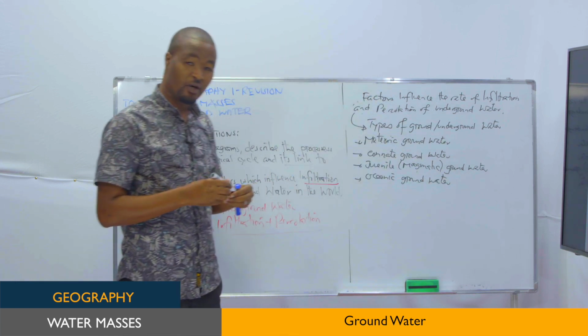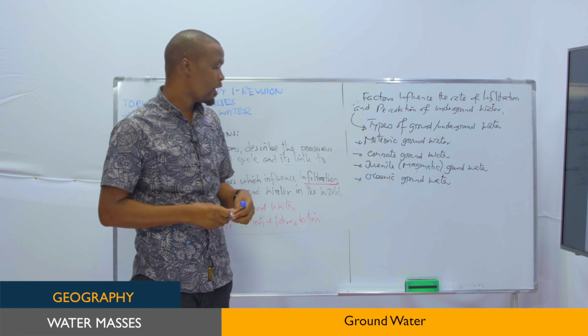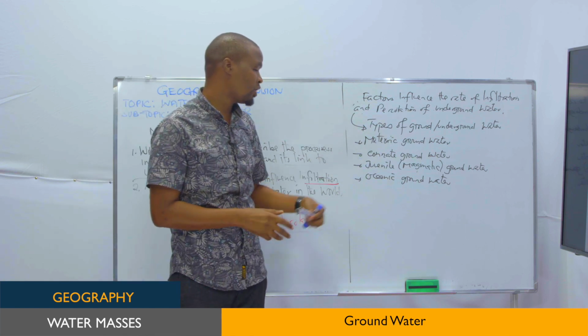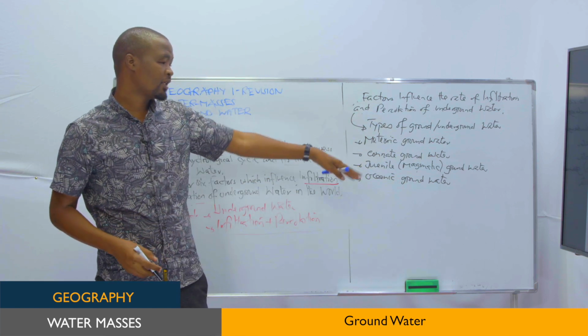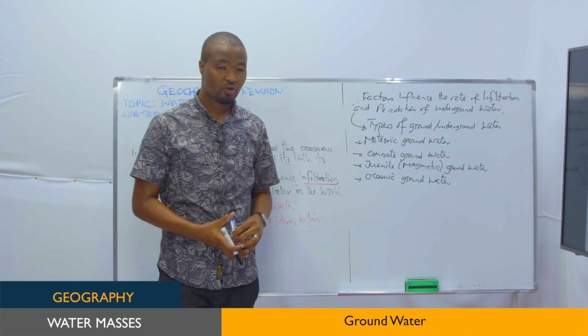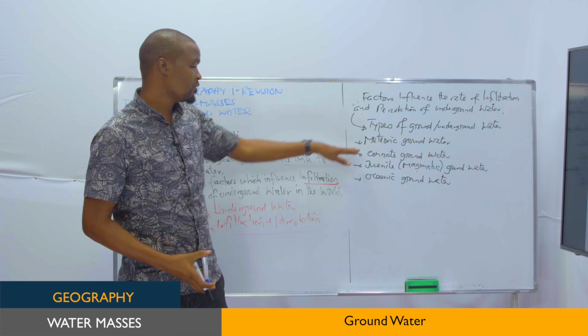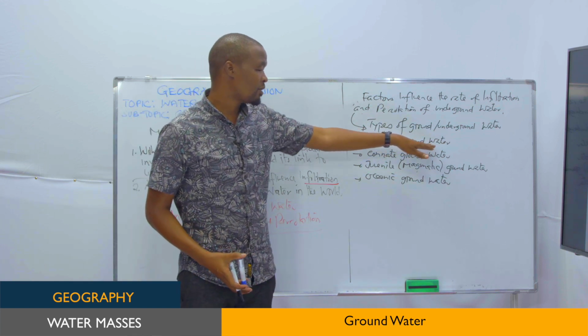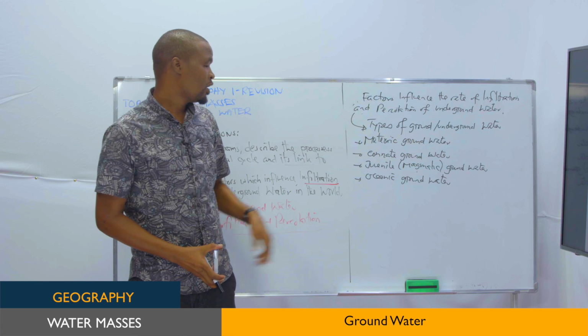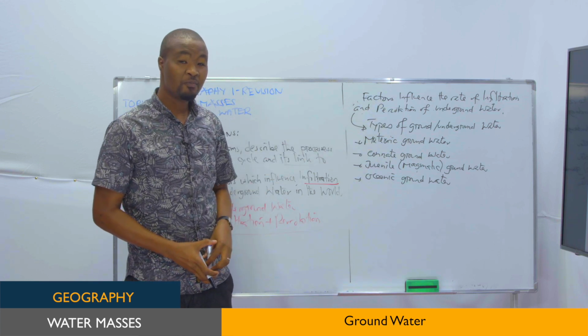As you can see, we have 4 types of groundwater. We have the meteoric groundwater, the connate groundwater, the juvenile or the magmatic groundwater, as well as the oceanic groundwater. So these are the origins of groundwater. Meteoric groundwater refers to the amount of underground water which is derived or originated from rainfall.